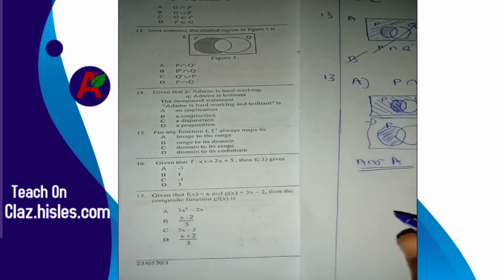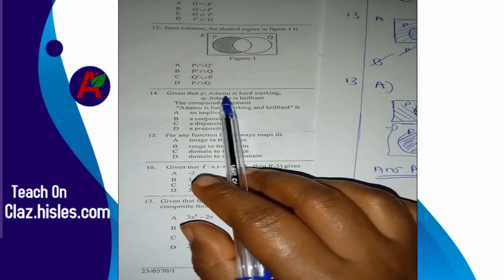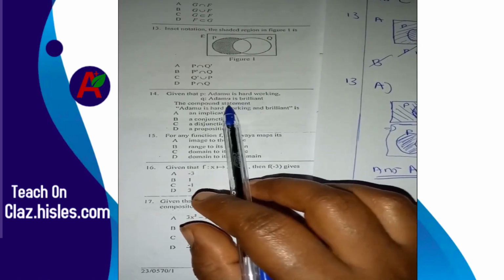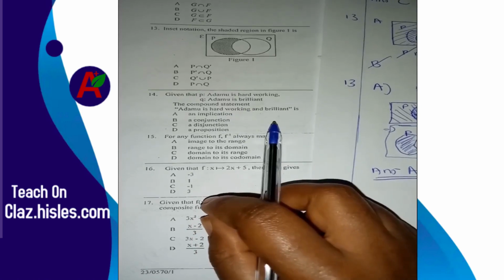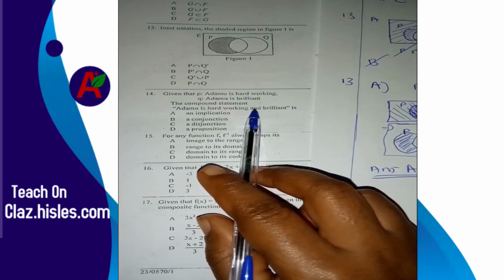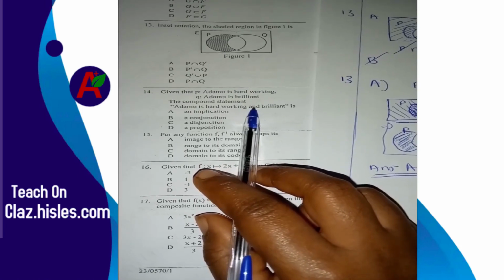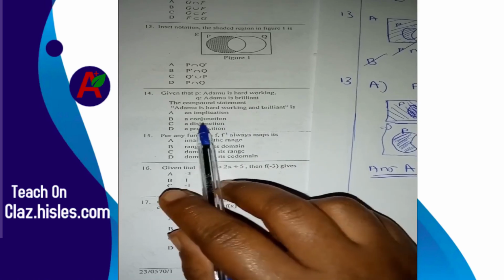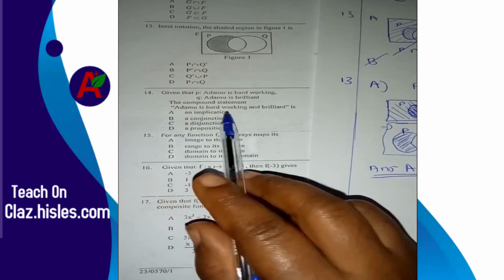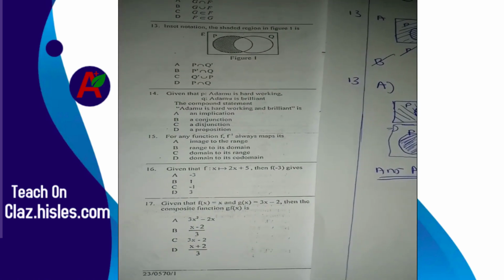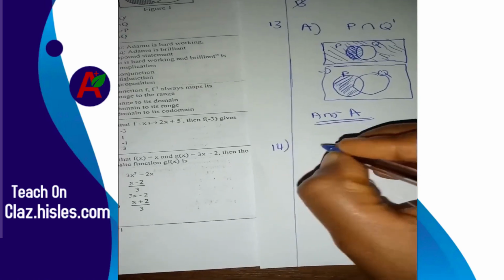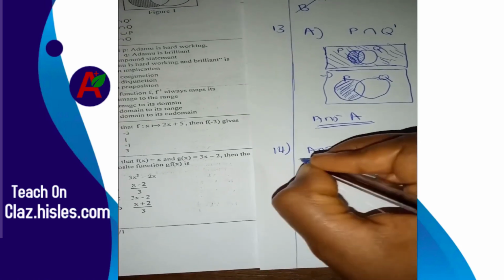Question 14. Given that P says Adamu is hardworking, Q says Adamu is brilliant, the compound statement Adamu is hardworking and brilliant is, well, it's a compound statement, and it's a conjunction, so definitely B. So the answer to number 14 is B, because and is a conjunction.